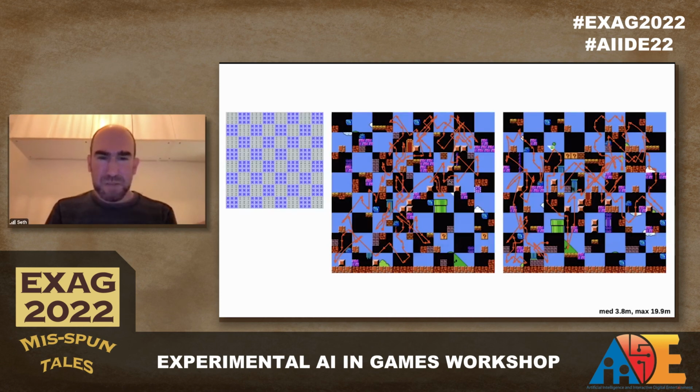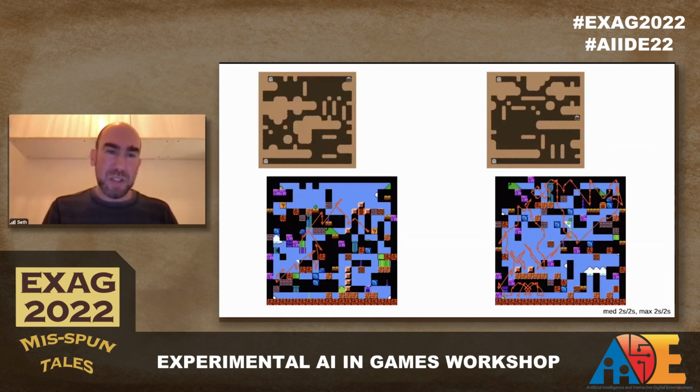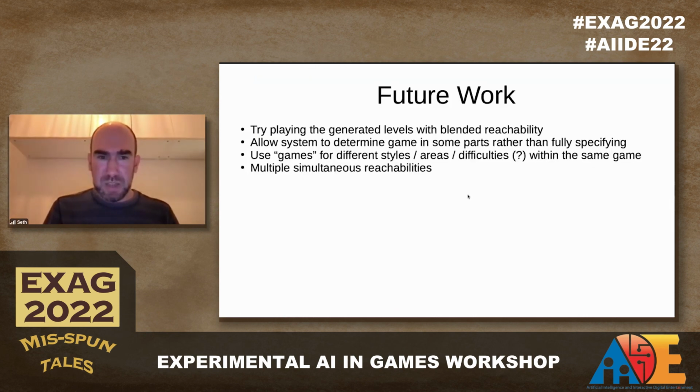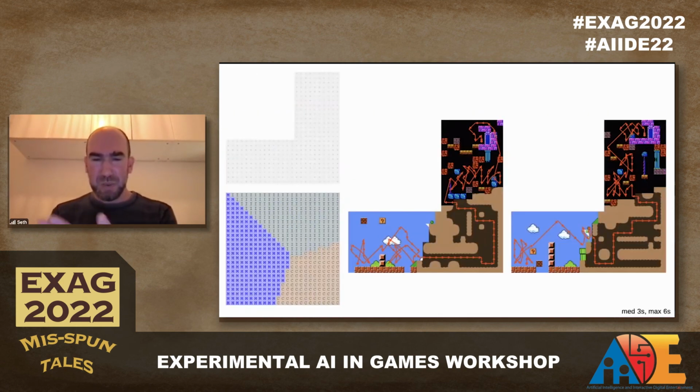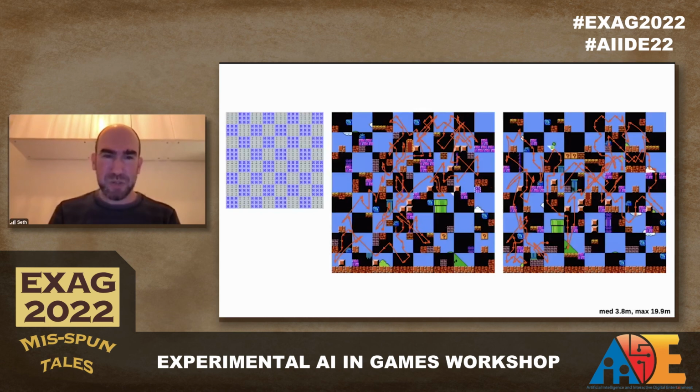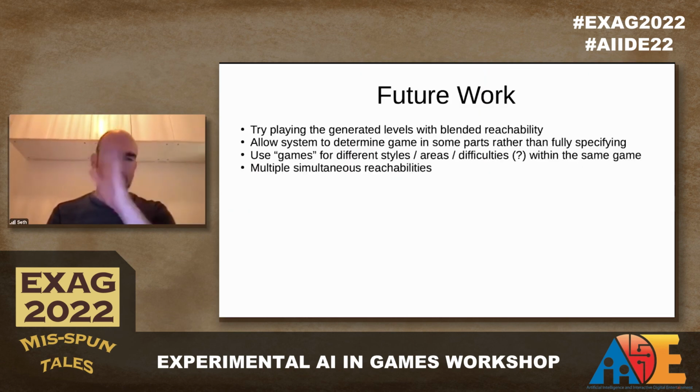It supports all kinds of combinations, although they start to get very difficult to figure out what's going on. If you were playing it, it's very hard to tell where the goal is. So this is like a checkerboard. This is another combination where first we generate a cave level, and then the solid parts become Icarus and the open parts become Mario. In the future, I'm interested in actually trying to play the generated levels that have blended reachability, like this one. What is it like to switch from platform rules to top-down navigation rules in the middle of a level?